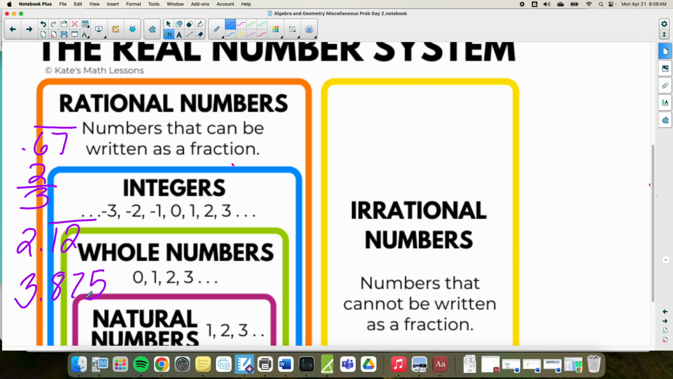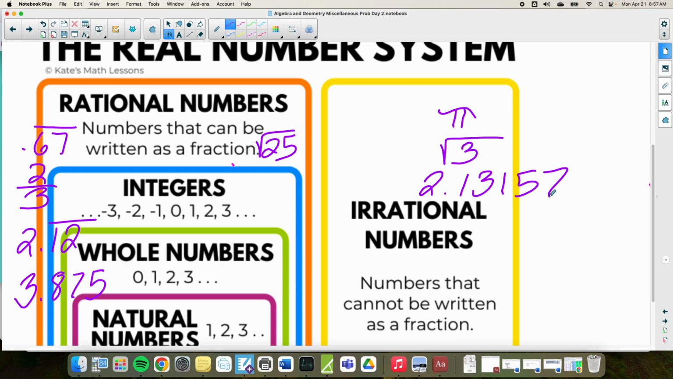Now let's talk about irrational. That would be anything with pi. Oh, and by the way, I should say over here, square root of 25 would be rational because square root of 25 is 5. Over here, I could have square root of 3. That is going to keep going forever. And then another one I could have is like some random thing, and then it would just keep going forever. That would be irrational. Okay?